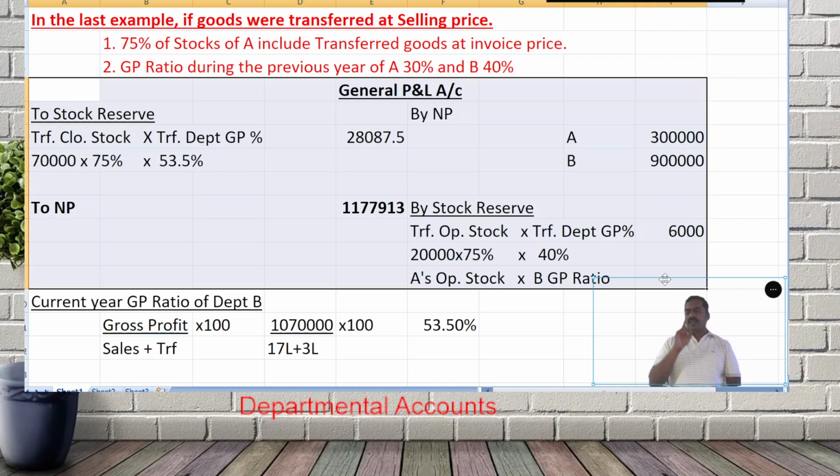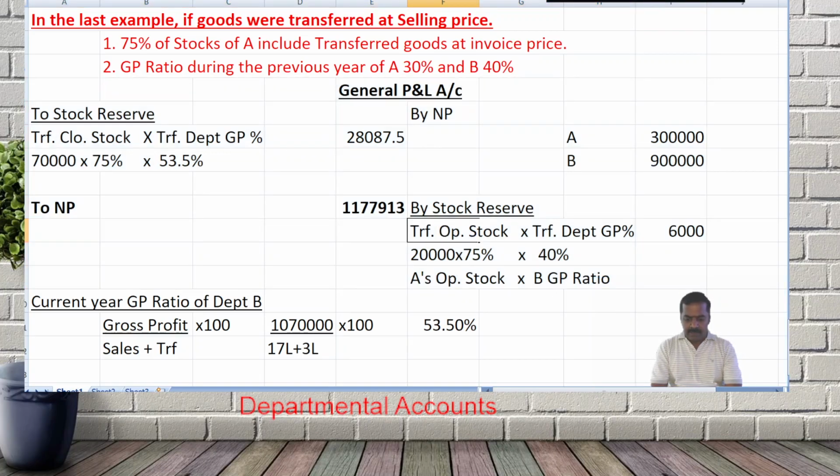Number 1, the goods are transferred at what price in this problem? In this case, invoice price. In the trading account, will it make any difference? By transfer to, it is recorded at what price? Invoice price. Number 2, when the goods are transferred at invoice price, receiving department stock will be at what price? Invoice price.